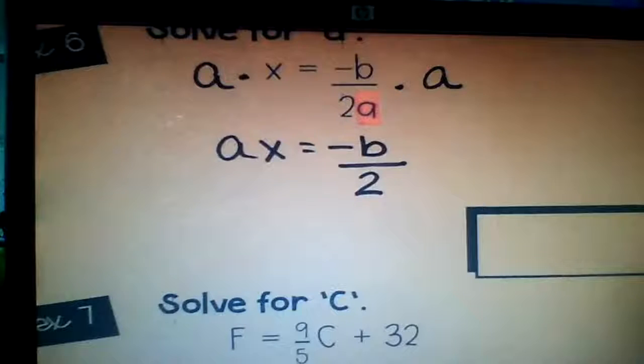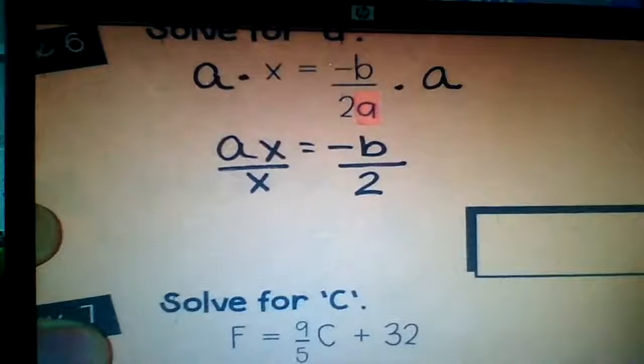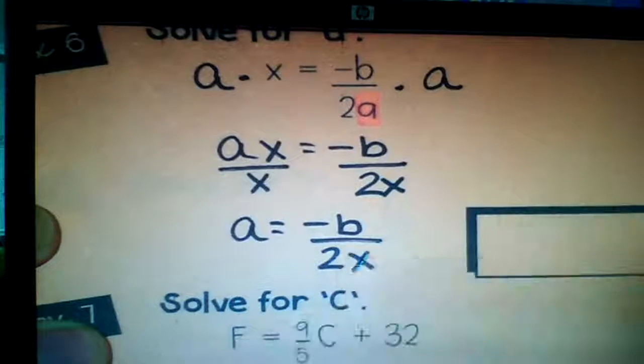Okay, I need to get a by itself still. So what needs to happen? Divide by x. So when I divide by x, where does it actually go? Does it go with the b or does it go with the 2? It goes with the 2. I'm dividing by x, so it goes in the bottom. So a equals negative b divided by 2x.